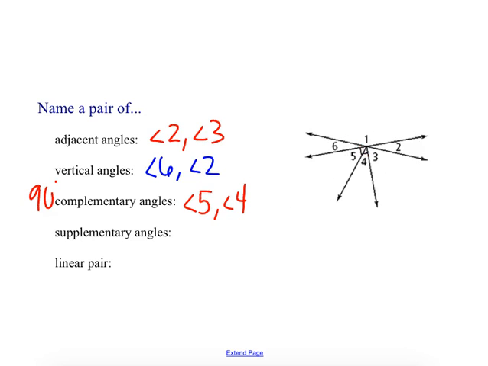Name a pair of supplementary angles. Again, those add up to 180. So find 2 angles that add up to 180. Well, here's my straight line. My only option on this one would be angle 6 and angle 1. And similarly, a linear pair, remember, is 2 angles that form a line. So my only option there again would be angle 6 and angle 1.